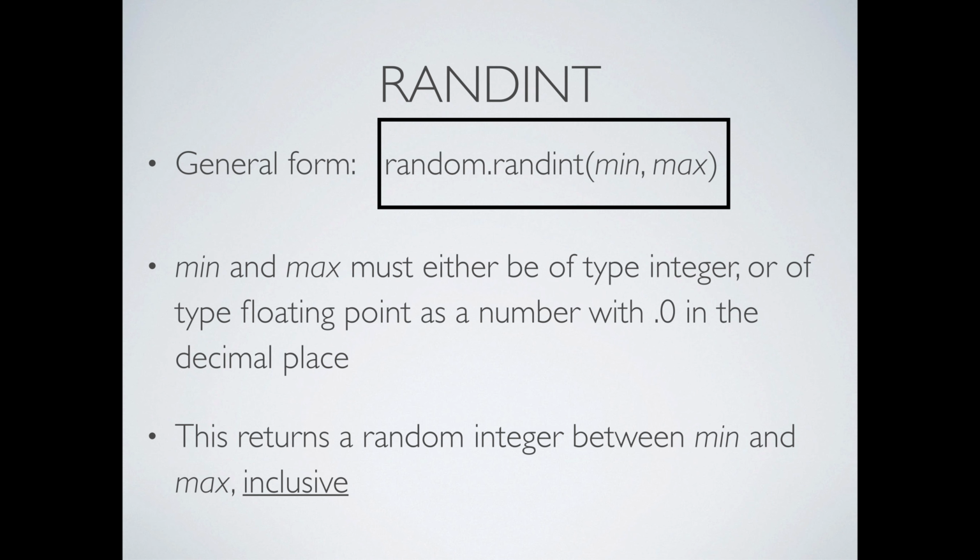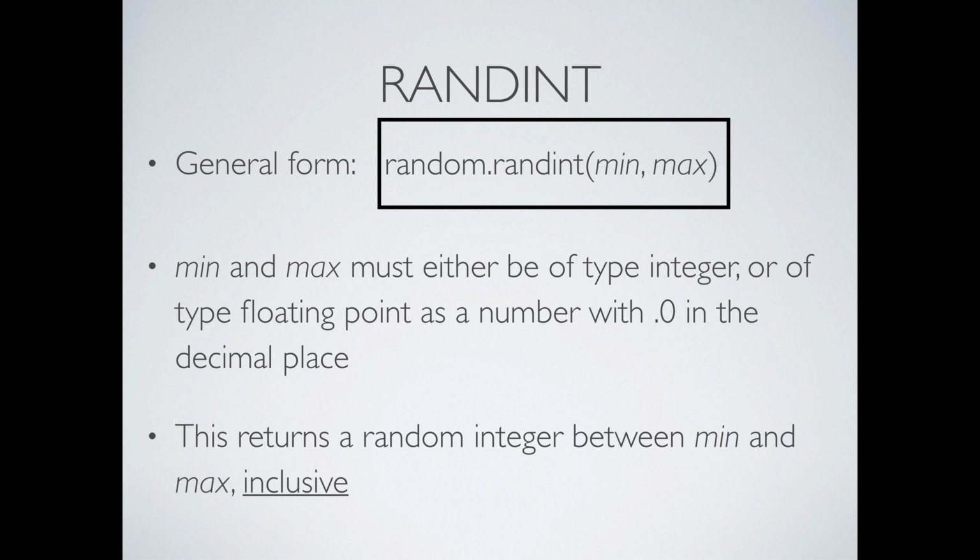Alright, so we're going to talk about 3 different things in random. Now there's a lot of different things in random, but we're just going to cover 3. So first one we'll talk about is something called randint. This is a function that has 2 parameters. So you can give it a min and a max. The min and max have to be an integer type, or they can be a floating point type as long as the number that's a floating point has 0.0 in the decimal place. So it basically has to be an integer or floating point that doesn't have anything in that decimal place.